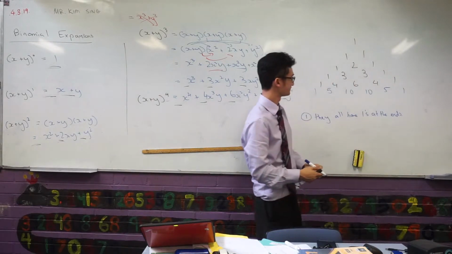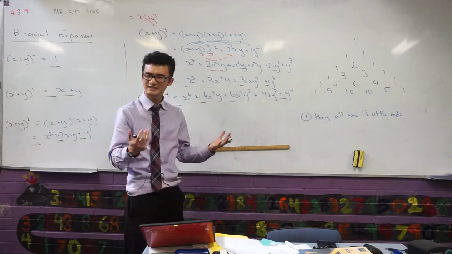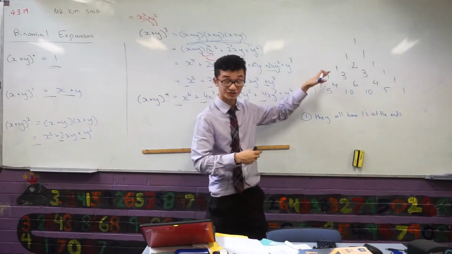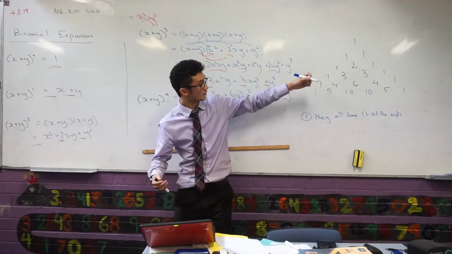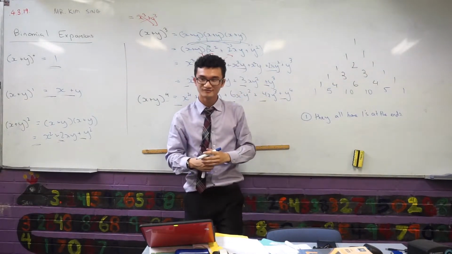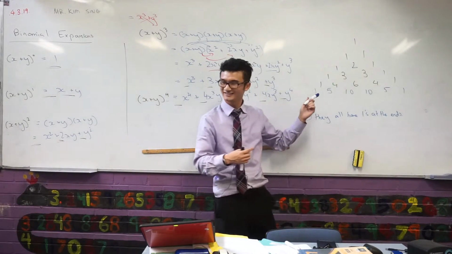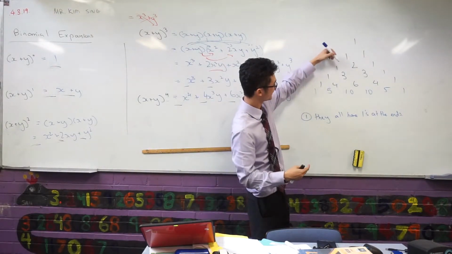Then 10. What's the pattern here? How did we get that? There's still ones on the end, and this is going up by 1. Look, it's going up in triangle numbers. We do have triangle numbers.